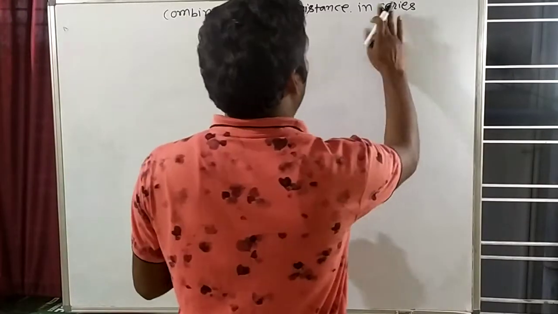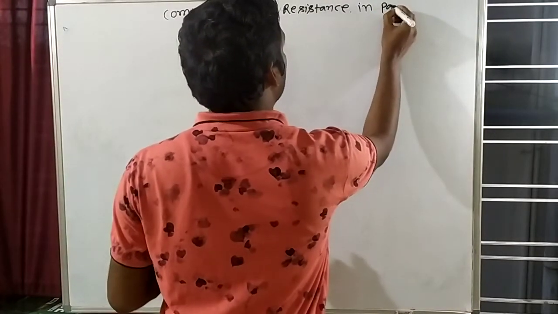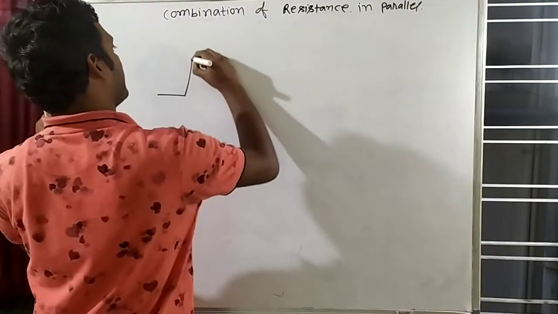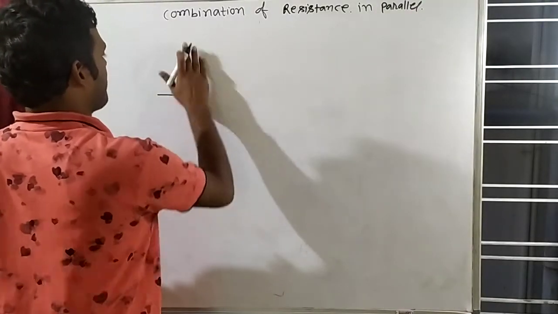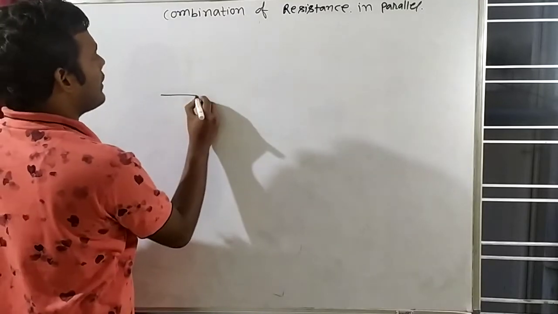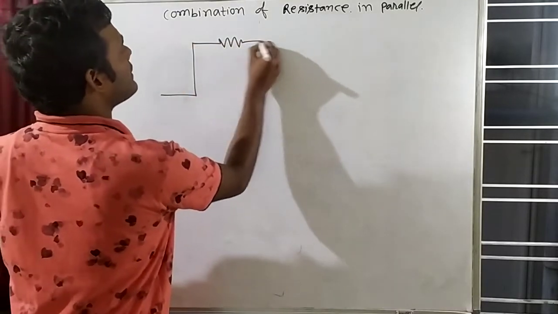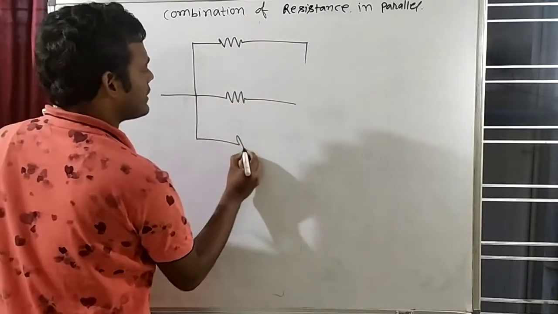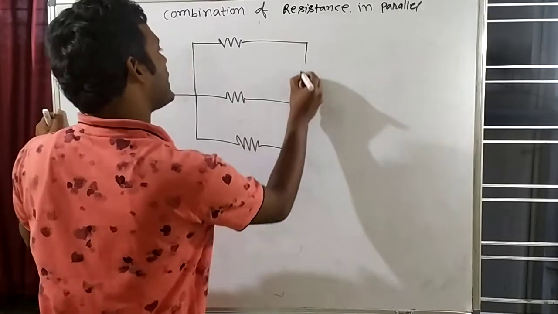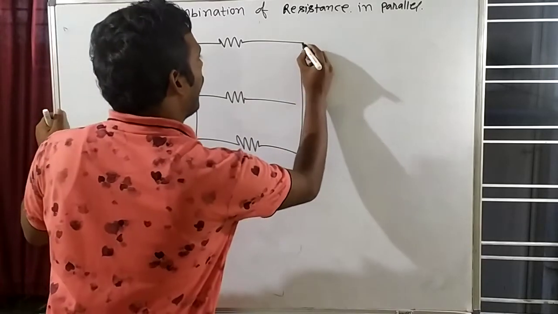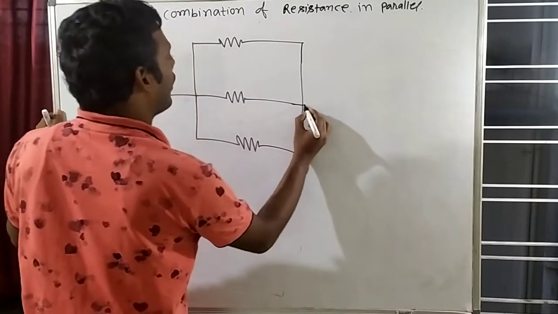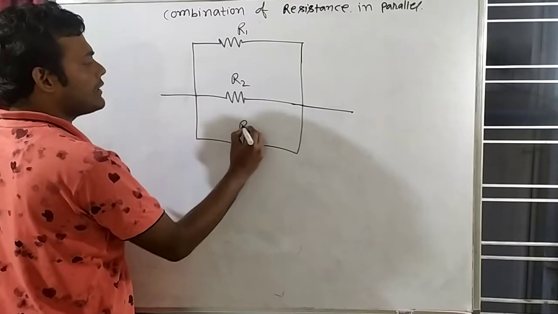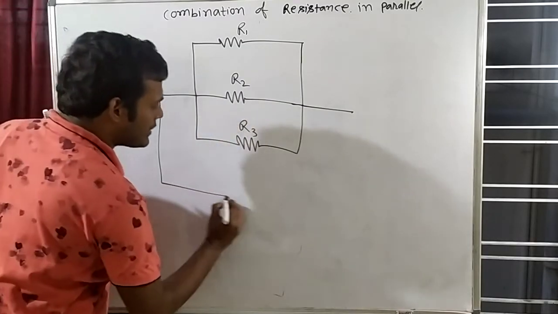Combination of resistance in parallel. First see this one. Combination of resistance in parallel. Suppose now there are three resistances. Suppose like this, that this is the first resistance, this is the second resistance, and let's say this is the third resistance, and all the resistors are connected in parallel. Let's say this is first resistor, second resistor, and this is third resistor. And all the resistors are connected like this.